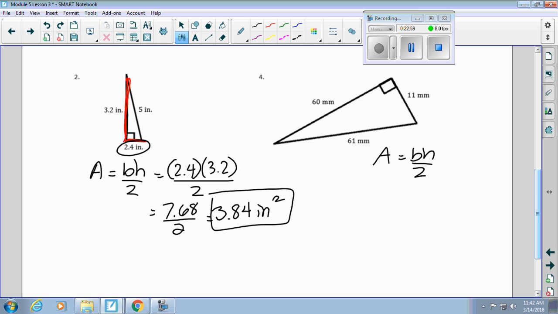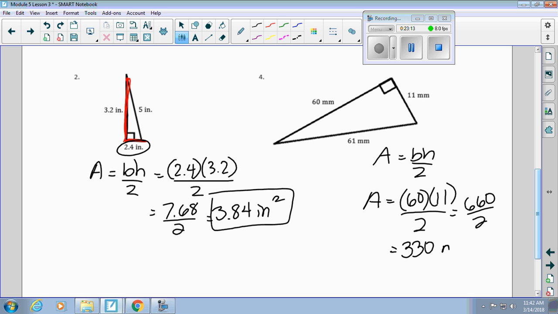All right, which 2 numbers do we want to use in this one? Again, formula is written every time. Malaya, what would you use? Very good, 60 and 11. And when you multiply that, you get 660 divided by 2, which is going to be 330 millimeters squared. All right, any questions on that? Does everyone understand what they did wrong and what they would need to get full credit?